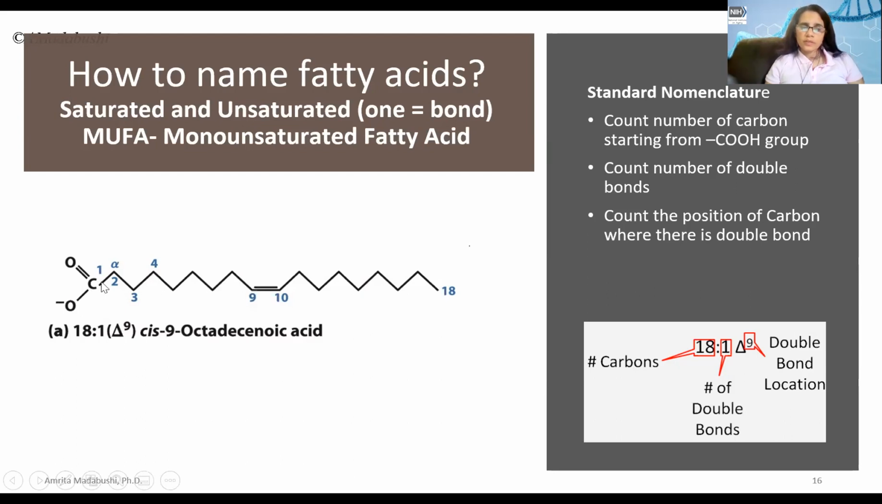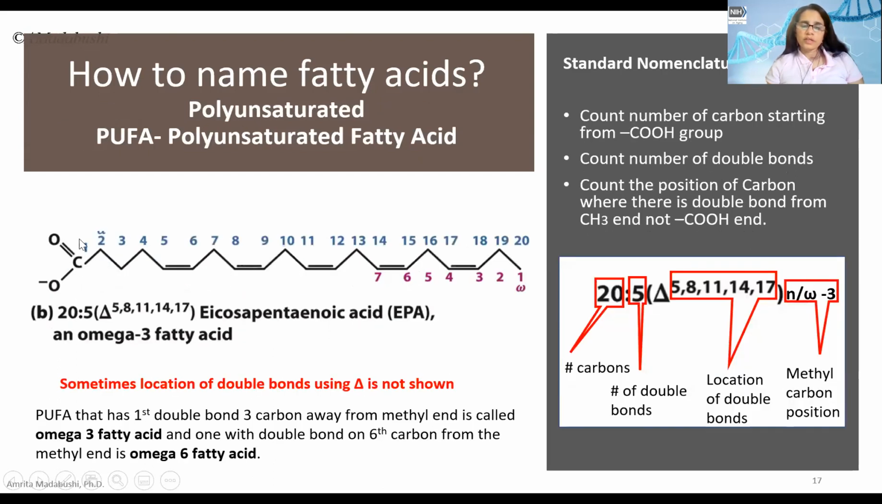It's very simple. As you see, you're counting the number of carbons, counting the number of double bonds, and in delta, you place the position of double bonds. And that is what it is. And if you see here, that is the same thing, just more complex. So you can expect this kind of question in the exam. You are expected to know this.